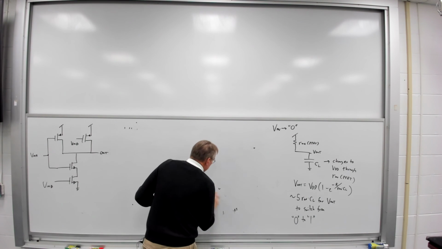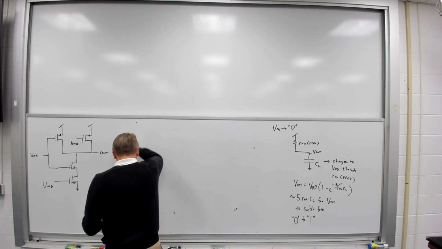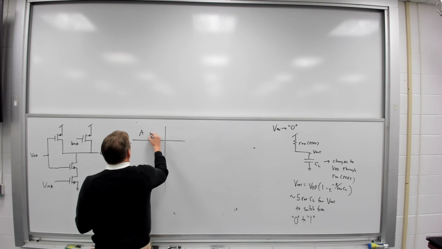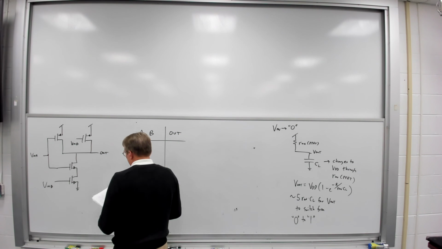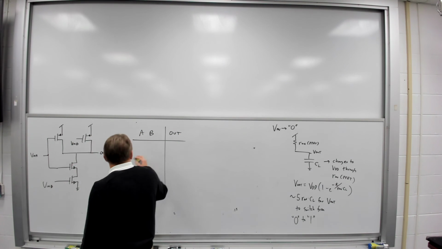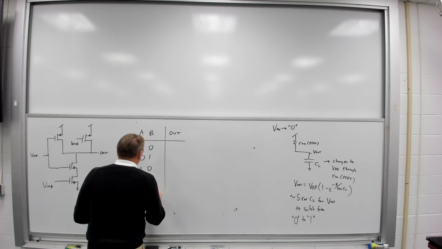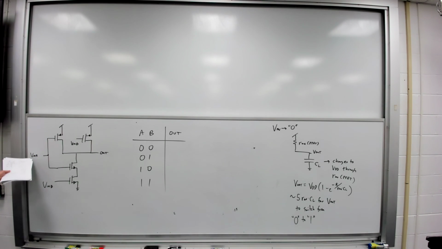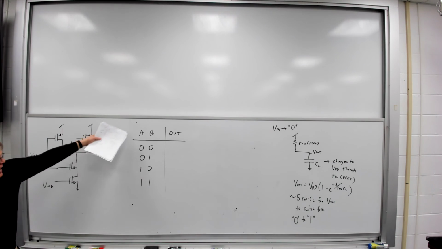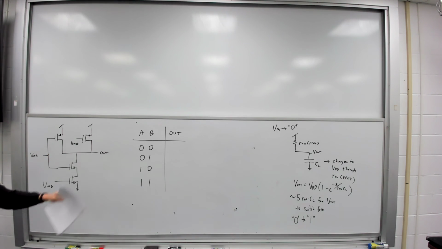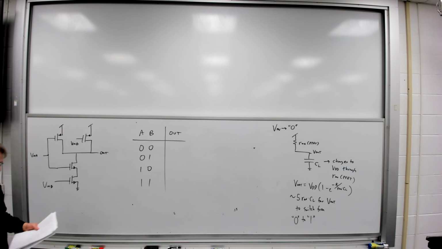I'm going to do something which most of you hopefully have already seen, and we're going to do a truth table. Okay, let's look at 0, 0, 0, 1, 1, 0, 1, 1. Let's look at all four possible combinations of V in A and V in B, and let's just consider them as digital logic. So if A and B are both 0, then the NFETs are both off. The PFETs are both on. What's the output going to be? It's going to be equal to 1.